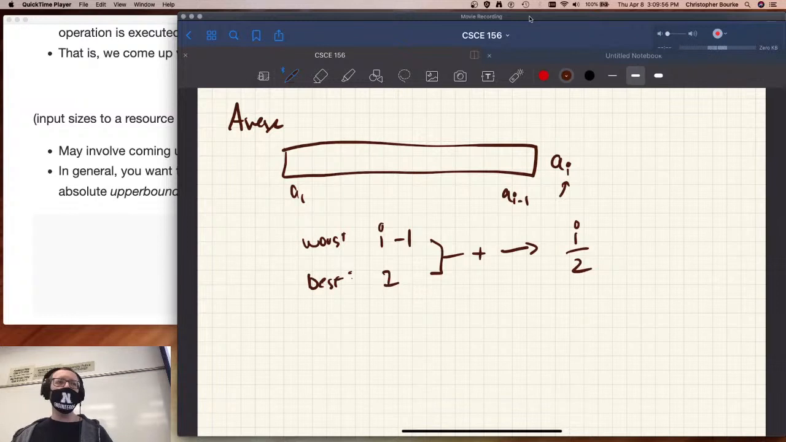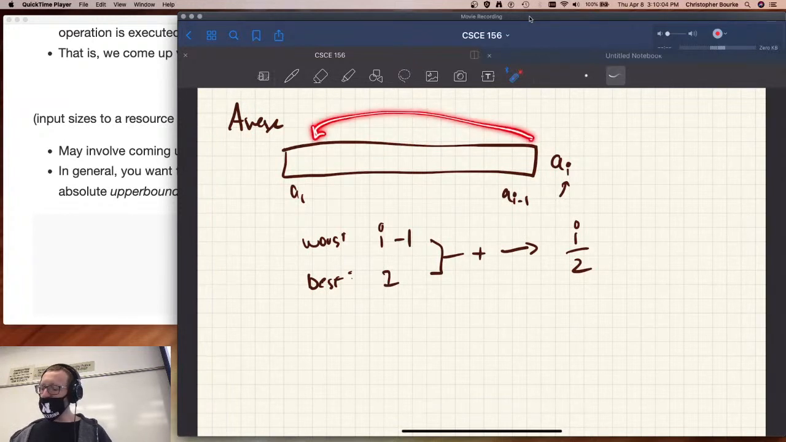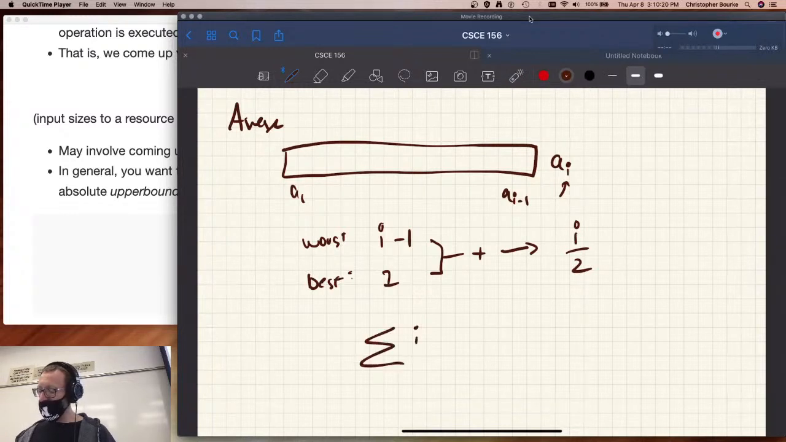And intuitively, you can kind of see this because on average, sometimes you're going to go exactly half the distance. Sometimes you're going to go over here, but other times you're going to go over here, and those two things tend to cancel each other out, right? And so you're left with i divided by 2. You do that n times, right? So we end up with a summation that looks more like this.